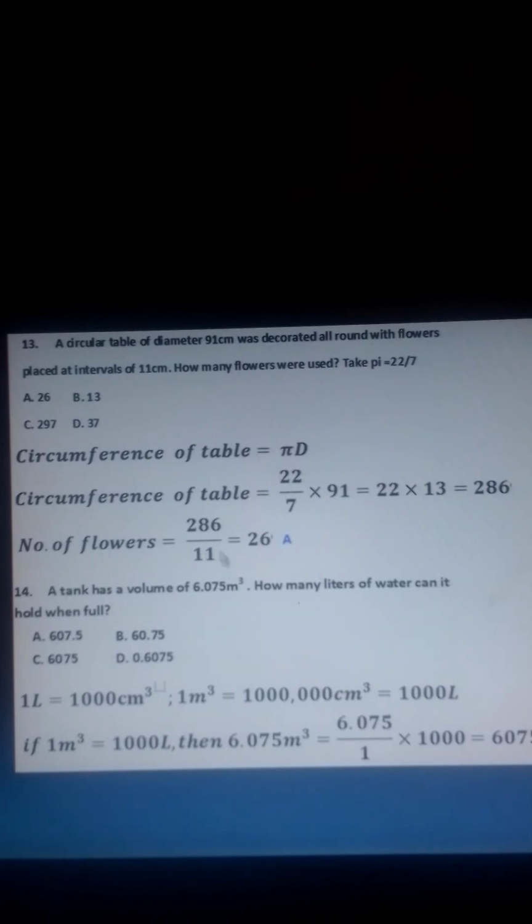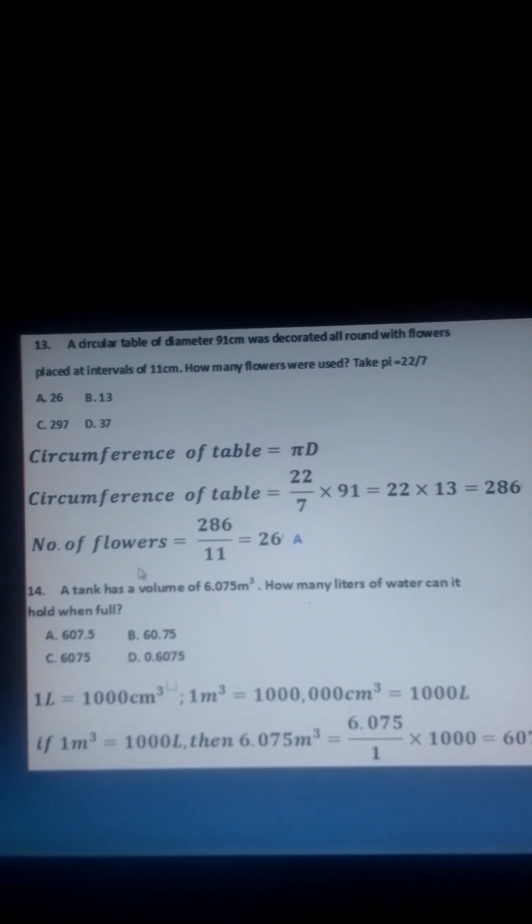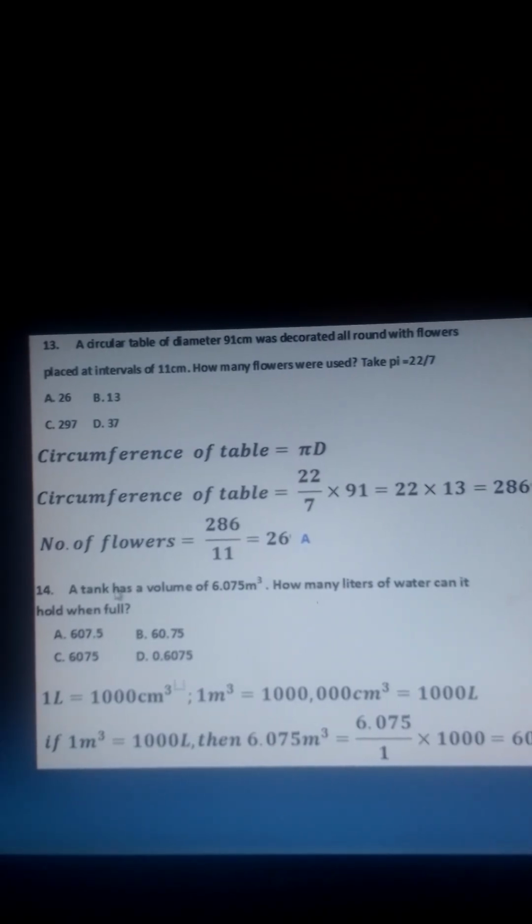11 goes into 28 twice, remains 6. Into 66, six times. Right? So you get 26. The answer is A, 26. Next number, 14. A tank has a volume of 6.075 cubic meters. How many liters of water can it hold when full?